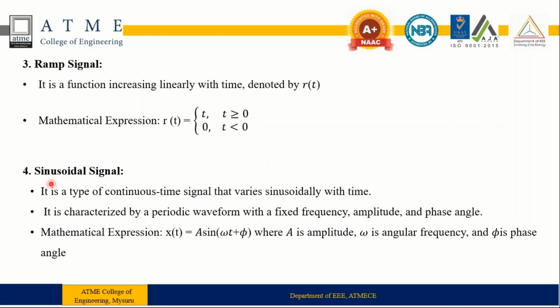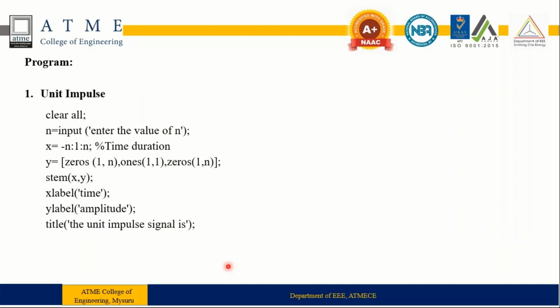Similarly we have the sinusoidal signal. It's a type of continuous time signal that varies sinusoidally with time. It's characterized by a periodic waveform with a fixed frequency, amplitude and phase angle. So mathematically we express this sine signal as x of t equal to A sine of omega t plus phi, where A is the amplitude, omega is the angular frequency, and phi is the phase angle.